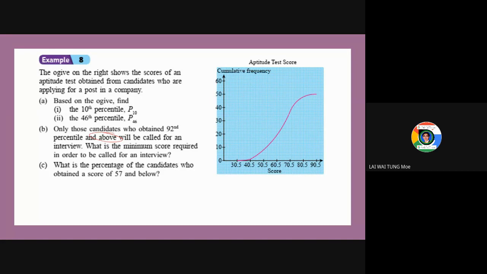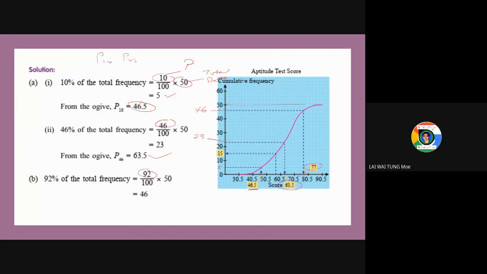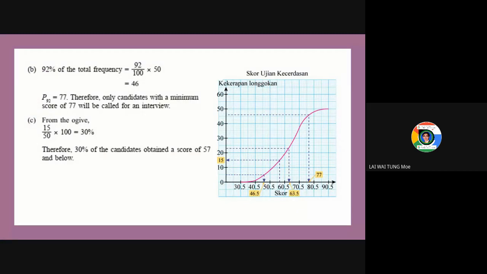Okay, will be called for an interview. So since the 92nd percentile is 46, which is 77 marks, okay, 77 score or marks. So this part and above, the total people from this part will be called for an interview. And all the people from here to here who get these points will not be called for an interview.